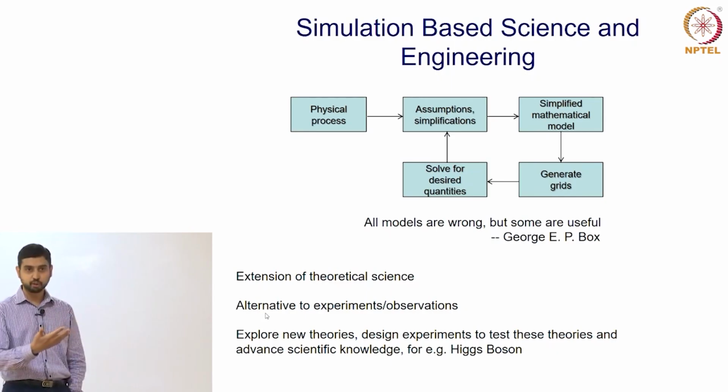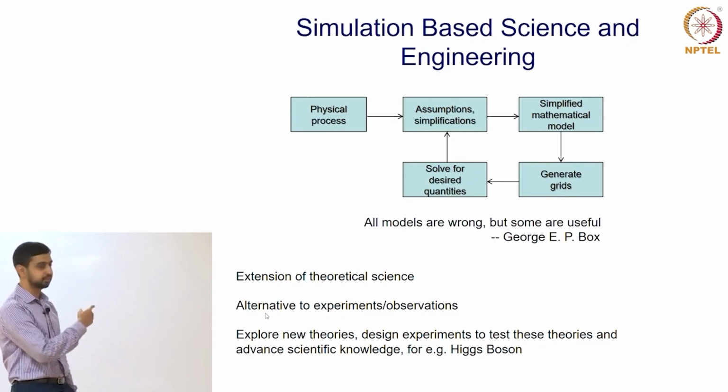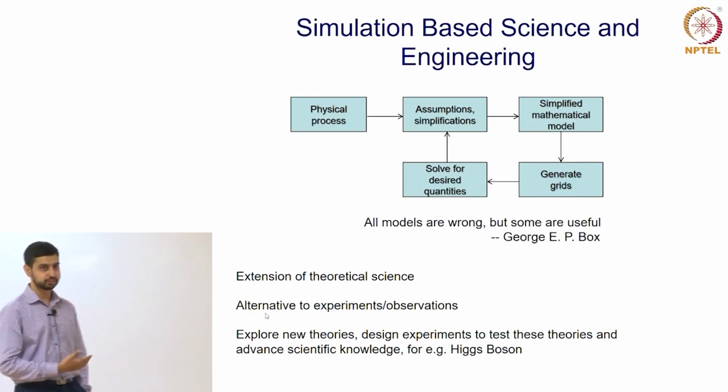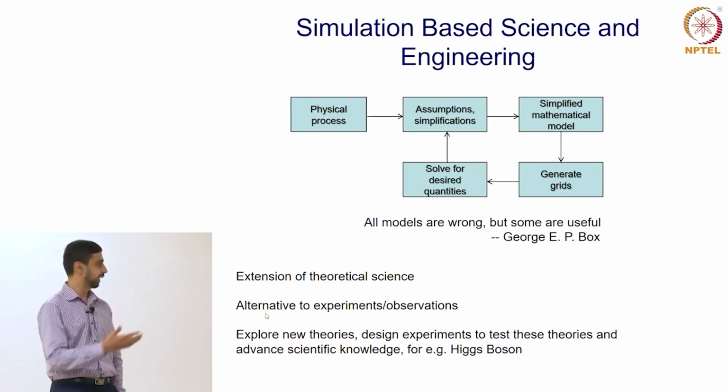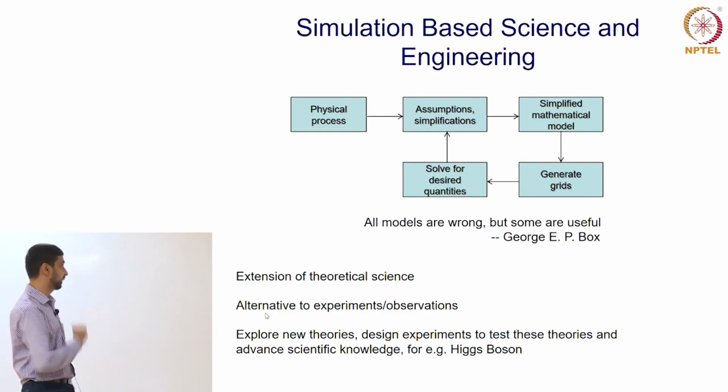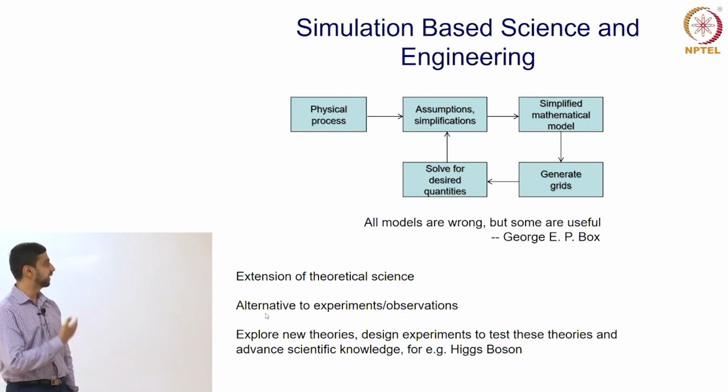You solve for the desired quantities, and then you start iterating on the loop. So, you relax any assumptions you think should not have been there in the first place, and then you keep solving till you are satisfied with what you obtain as desired quantities. But in this process, because of the many assumptions and simplifications, your mathematical model may just be that. It's a model. It may not necessarily be reality.